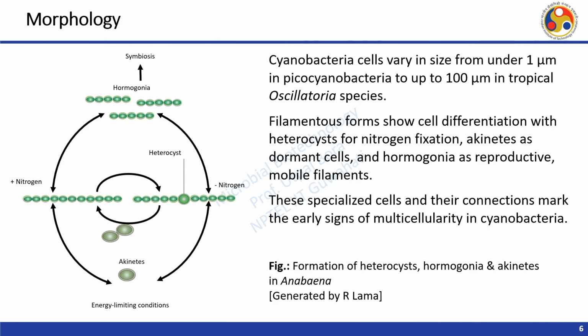Let us look into the morphology of cyanobacteria. Cyanobacteria cells vary in size from under 1 micrometer in the case of picocyanobacteria to up to 100 micrometers in tropical Oscillatoria species. Filamentous forms show cell differentiation with heterocysts for nitrogen fixation, akinetes as dormant cells, and hormogonia as reproductive mobile filaments. These specialized cells and their connections mark the early signs of multicellularity in cyanobacteria.